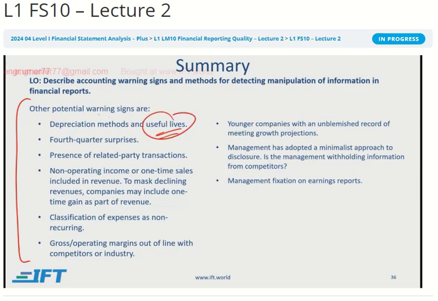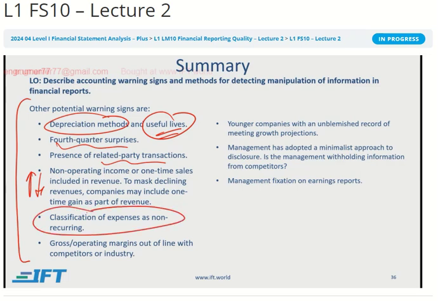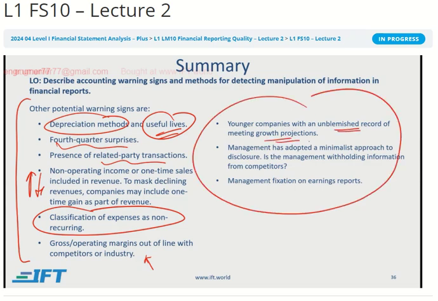Changing of useful life, changing of depreciation methods, fourth quarter surprises, too many related party transactions. You see moving up or moving down of non-operating or non-recurring expenses and income, right? So classification of some expenses as non-recurring to increase your operating income. Your operating or gross margins are not in line with the industry. You have an unblemished record of growth projections, minimalist approach to disclosure, and too much fixation by management on earnings reports.